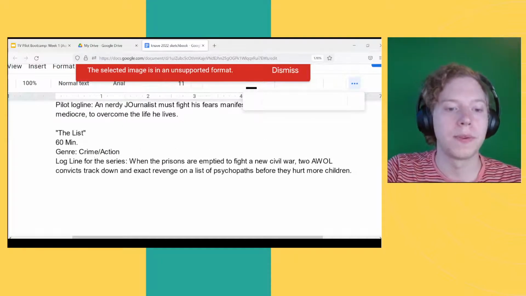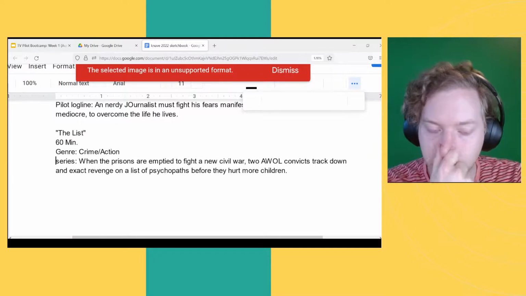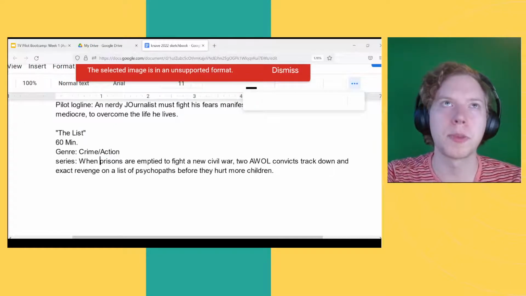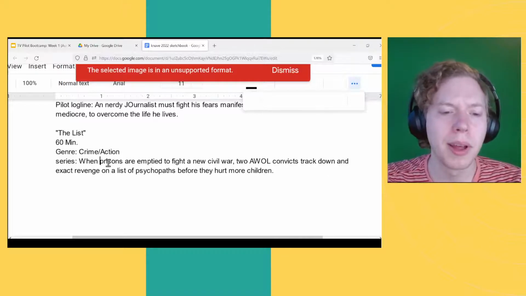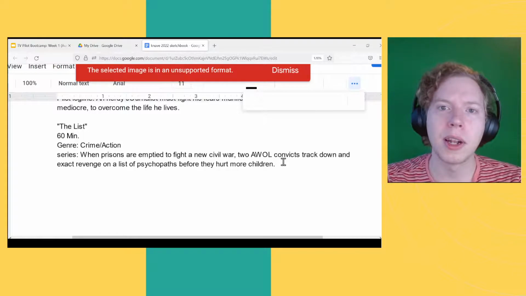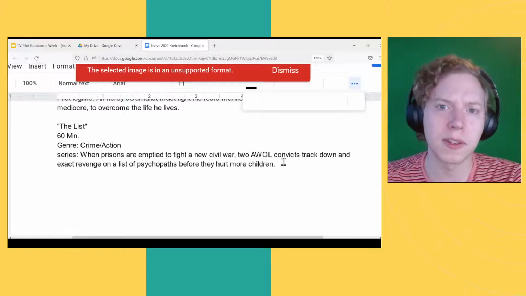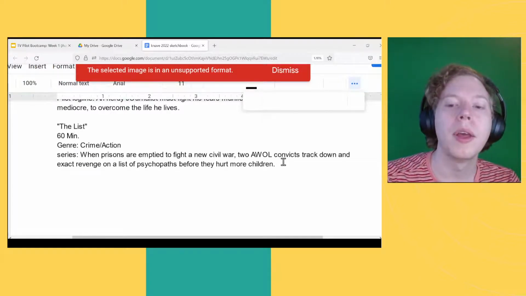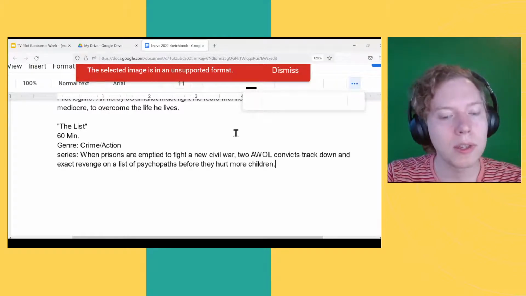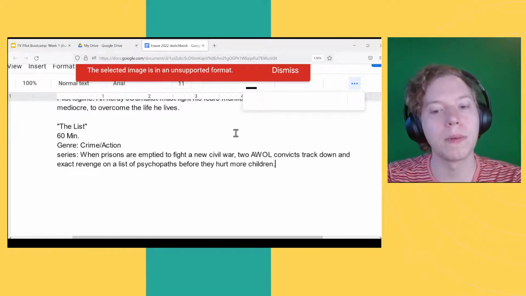Okay, for the series. When prisons are emptied, I think we can just say prisons, not the prisons. The prisons makes me think I have to know which prisons you're talking about. When prisons are emptied to fight a new civil war, as in turning them into penal battalions and forcing them to be conscripted onto different sides. Is that right? Right. Yeah. Okay. 2 AWOL convicts track down and exact revenge on a list of psychopaths before they hurt more children.